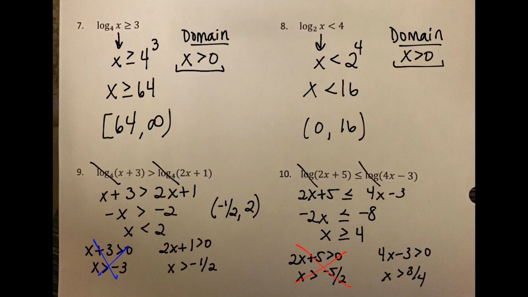Get rid of the smaller one. Does the bigger one put any restrictions on the actual answer? And in this case, it does not. So my answer is going to go from 4 to infinity. Very similar to our square root problems.